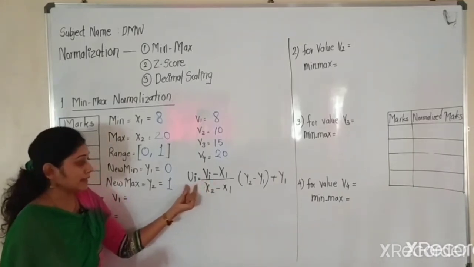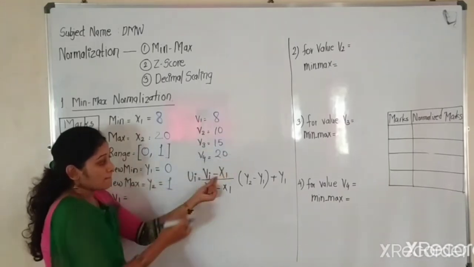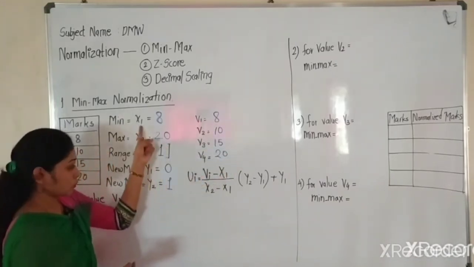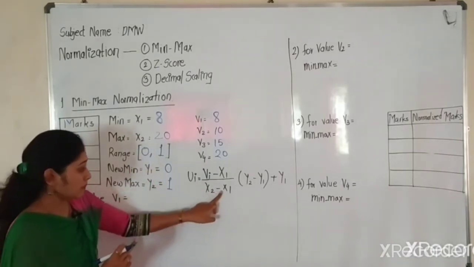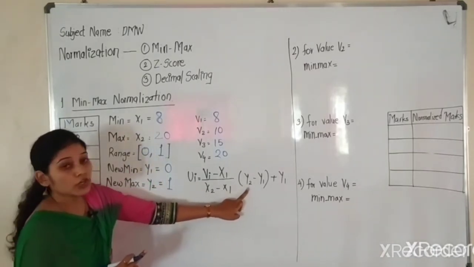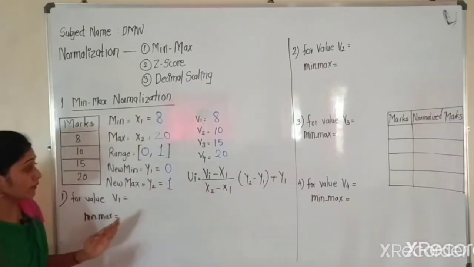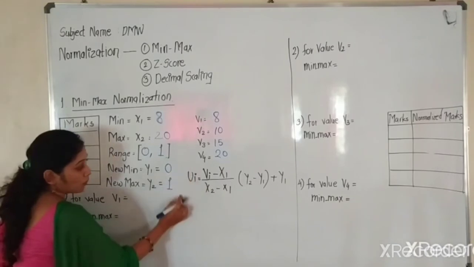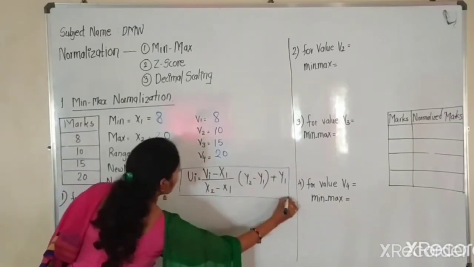This formula says that the normalized value is equal to the original value minus min, where min is x1, divided by max, which is x2, minus min, multiplied by new max minus new min, plus new min. In this way we have to apply this formula on each and every value.